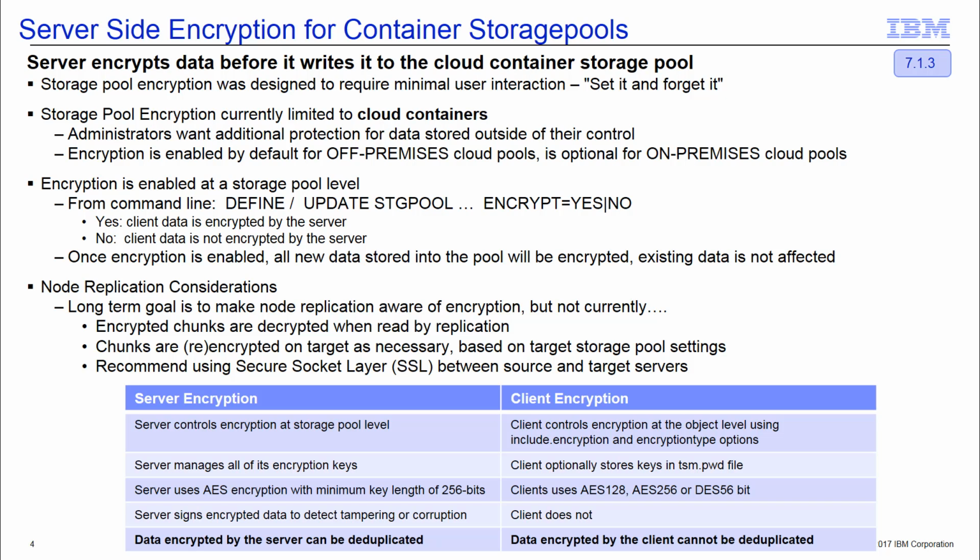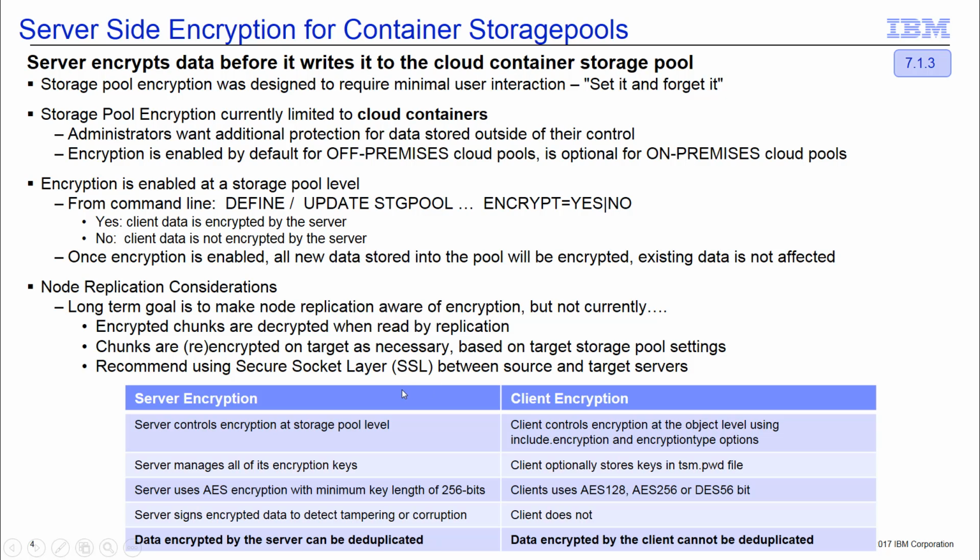If you do turn on encryption for your cloud pools, replication cannot currently occur between two Spectrum Protect servers with encryption. So prior to doing the replication, we will decrypt that data and then send it over just as deduped and compressed data. To compensate for that, you could utilize the secure socket layers between the source and target Spectrum Protect servers. We do support both server-side encryption and client-side encryption, and this chart here lays out the differences between the two types of encryption.